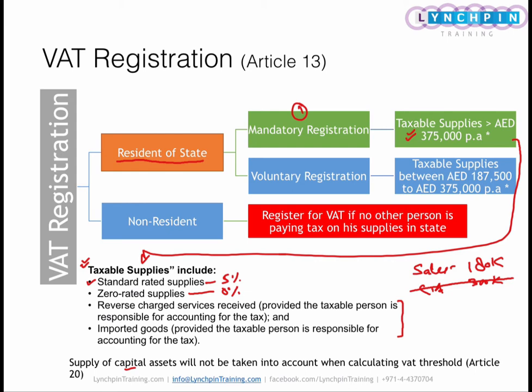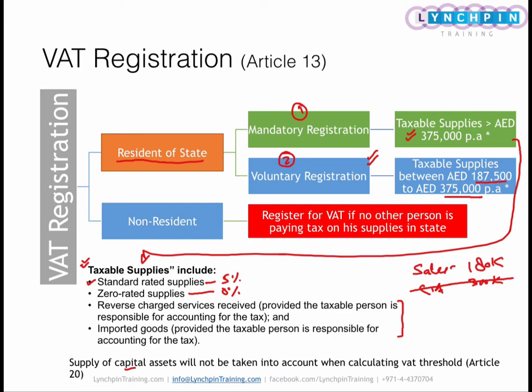Now the second scenario is that I can also have optional registration. Optional registration means that if my taxable supply value is between 187,500 and 375,000, I have the option to apply for the VAT registration. Now it's very obvious that in case I have to claim my input VAT, I have to apply for VAT registration itself. So I'll still be happy to apply for this voluntary VAT registration, because I'd be able to claim my input VAT.